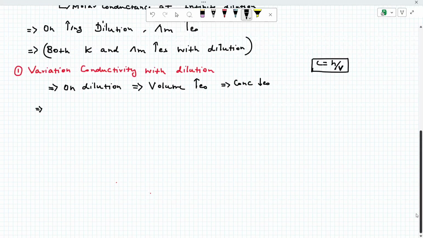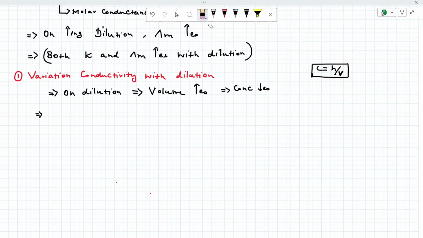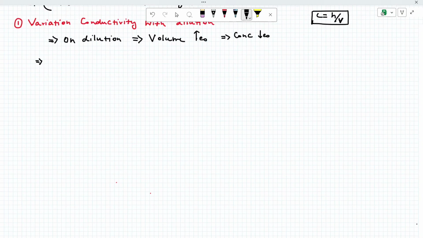Both kappa and lambda m change with dilution. It can increase or it can decrease. Now we are going to discuss what will happen on dilution. What about kappa, the conductivity, and what about lambda m? First see the kappa value. On dilution, the volume of solution increases, and at the same time concentration decreases.